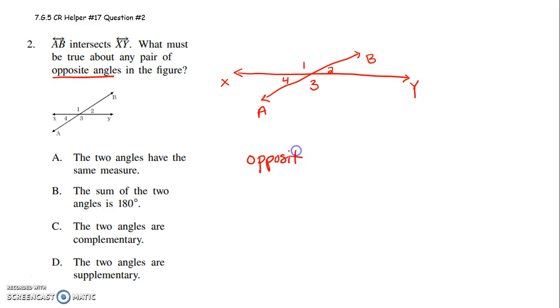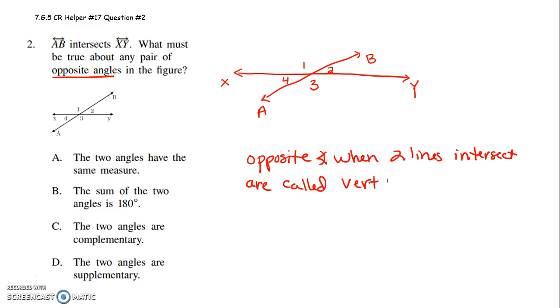Opposite angles, when two lines intersect, are called vertical angles. Hopefully that's a name you remember from last year. Vertical angles. So angle 1 and angle 3 are vertical angles. Those are opposite. Those are vertical angles.